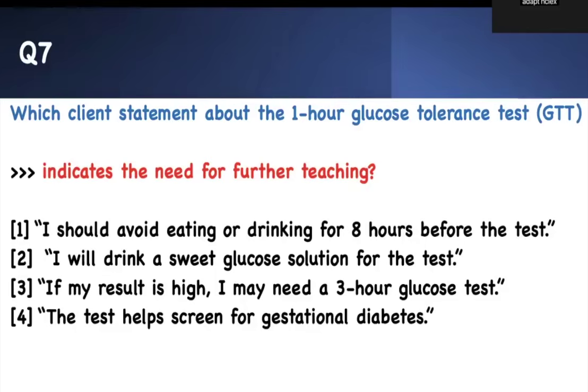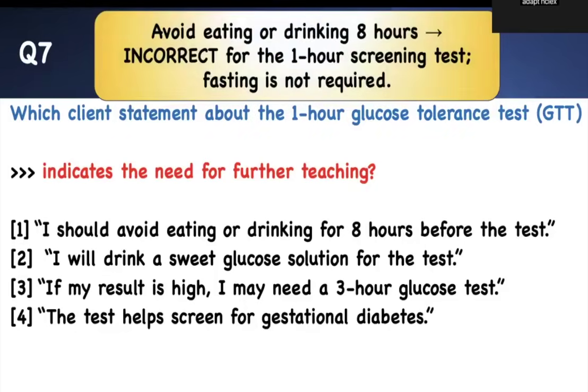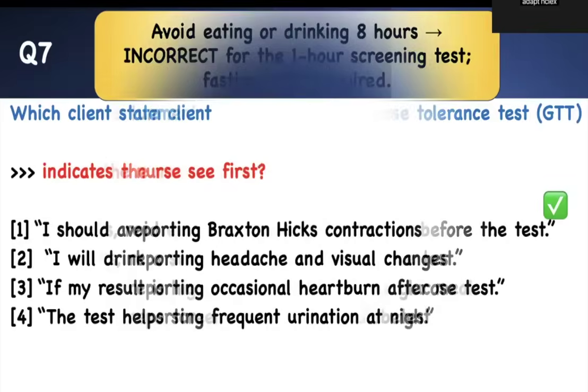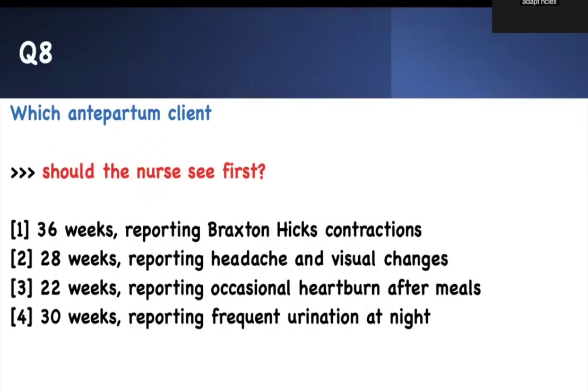If your result is abnormal, yes, you need a 3-hour glucose tolerance test. That's the fasting one. That makes number 1 wrong because you're not supposed to fast. It's a random test. If 1 is wrong, then I have to drink a sweet glucose solution for the test. That's what you need to do. Therefore, 1 needs intervention because she does not understand that you don't need to fast. Just walk into the lab and then we give you the glucose test and then we check it 1 hour later. So 1 is the right answer.